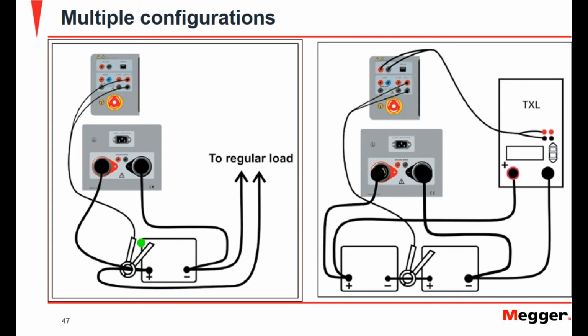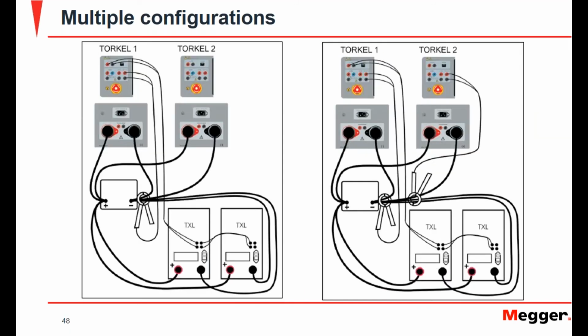Or if you are using extra loads, it could be from a Megger or from any other type of load bank that you have. If you use that external CT, then the Torkel can monitor the total current circulating through the battery, and the instrument will be able to regulate the current to a constant value that you require. And you can have multiple configurations for higher current levels. So if the 15 kilowatts that one single instrument can give you is not enough, then you can put more instruments in parallel to achieve the current levels that you need.